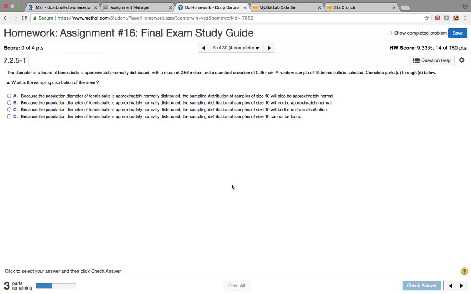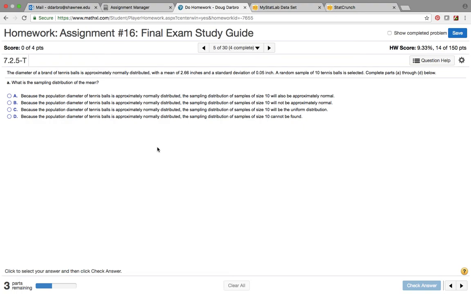Now let's go ahead. I was just going to do the first four, but let's go ahead and just do the first 5 questions. So the diameter of a brand of tennis balls is approximately normally distributed with a mean of 2.66, standard deviation 0.05. A random sample of 10 tennis balls is selected. What's the sampling distribution of the mean?